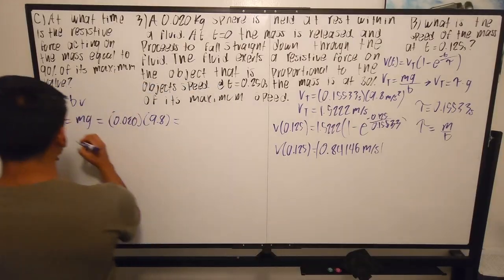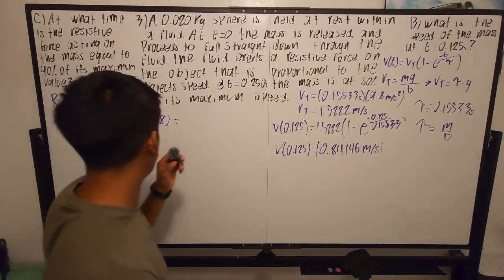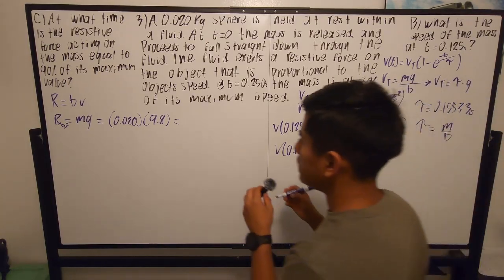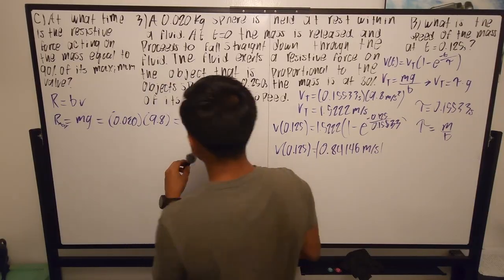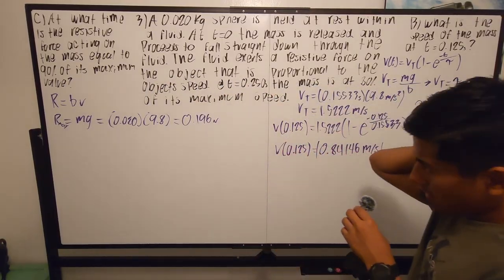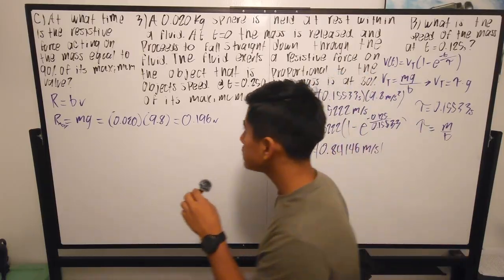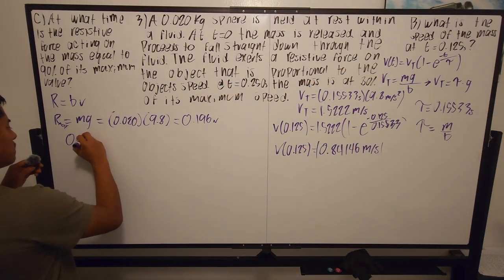Also, by the way, this is R max. R max is equal to mg, and we will get that is equal to 0.196 newtons. So the maximum force is 0.196 newtons. And now we can find 90% of that by multiplying it by 0.90.